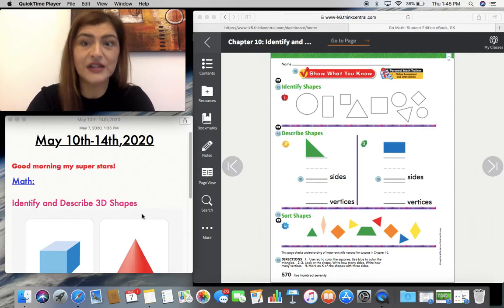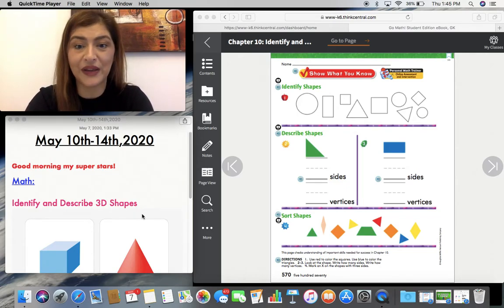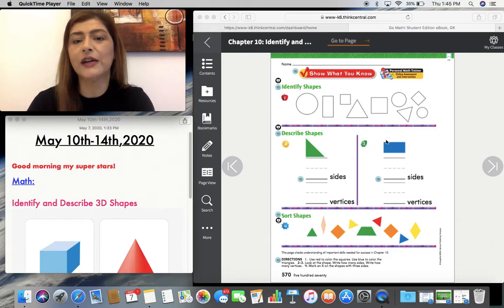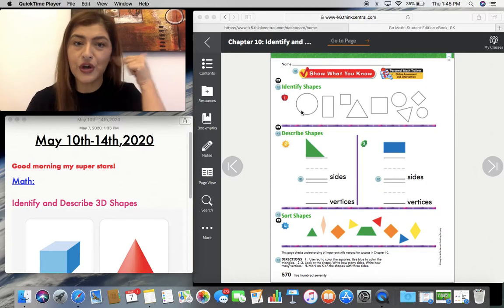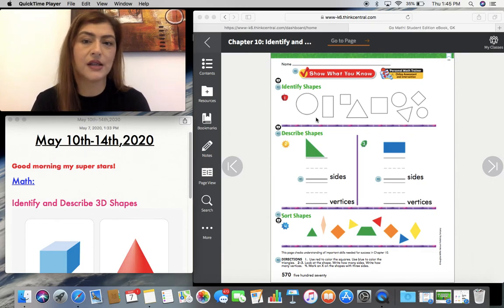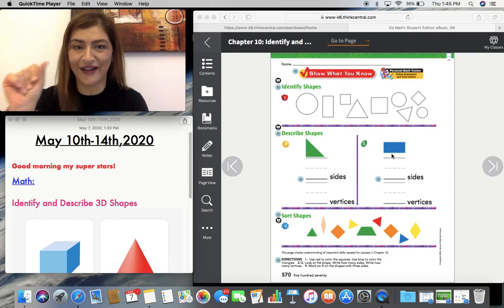Okay, very good. You probably named something. We remember when we learned about shapes. Let's look here at these shapes. Try to refresh our memory. What's this shape that goes round and round? No sides and no vertices. That's right, it's a circle. Very good. It has a curved line.